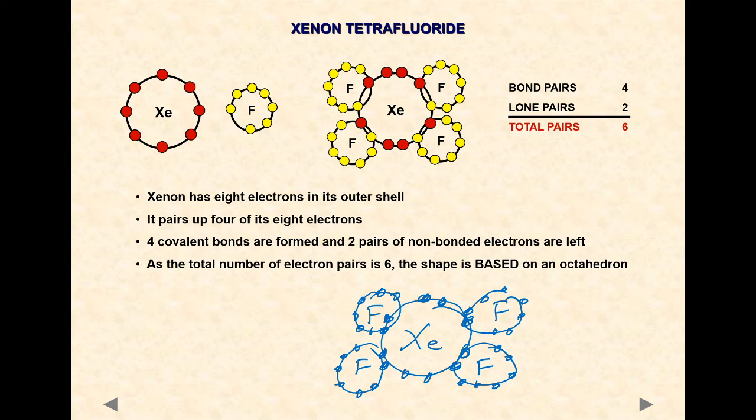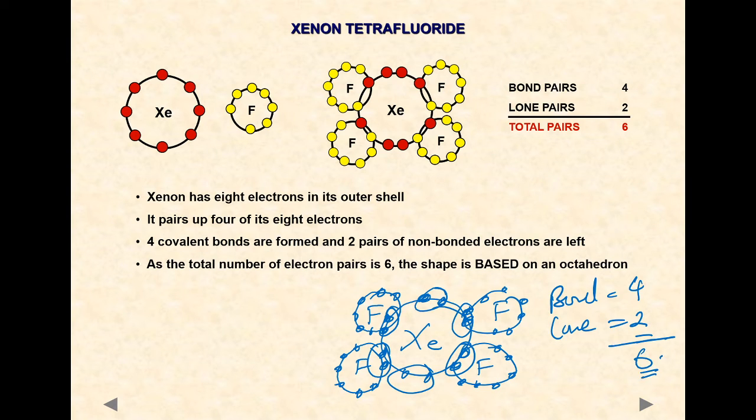So in terms of the pairs, we can count. You have bond pairs, there will be 4. Lone pairs, 1, 2, so lone pairs, there will be 2. So that gives you a total of pairs, which is 6. Then from what we saw, 6 is an octahedron.